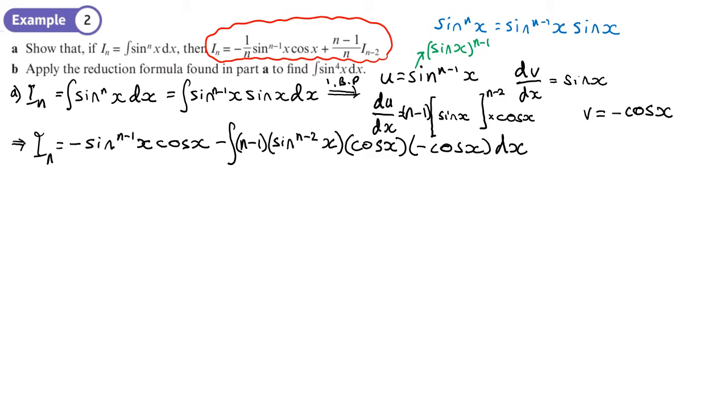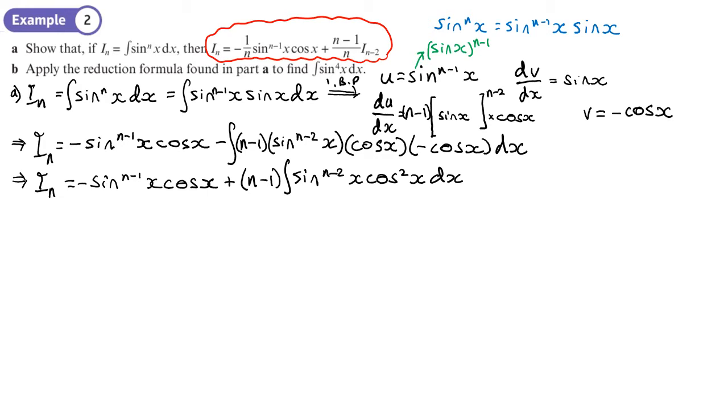Okay, so let's tidy this up. This will stay the same, minus sine n minus 1 x cos x. It will simplify because we're going to have cos squared, the negative we can bring over, and the constant, so you can write that as plus n minus 1, so there's a constant taken over, and this will be sine to the power n minus 2 x times cos squared x dx.